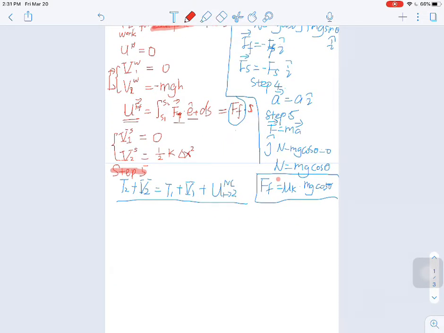Let's keep going. If you substitute everything into the work energy equation, you should be able to have a long equation that is k over 2 delta x squared minus mgh2, which equals negative mu k mg cosine theta times the distance, the path s.